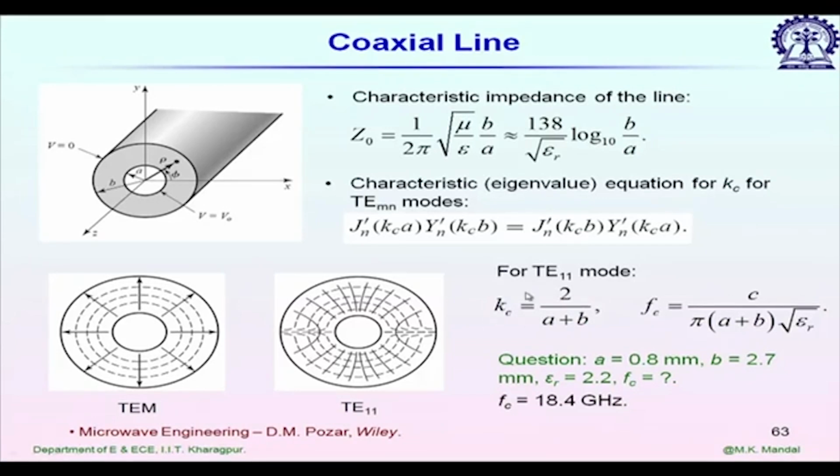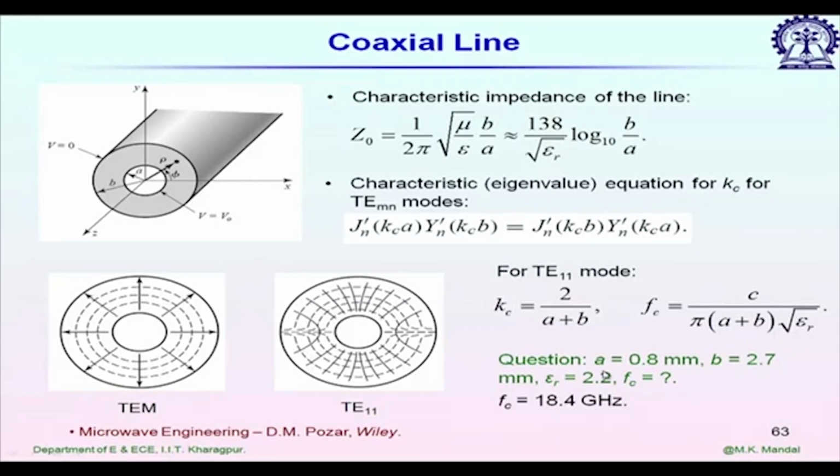and the cutoff wave number is given by Kc equal to 2 by (A plus B). From this we can calculate the cutoff frequency for TE11. This is C by pi into (A plus B) into root of epsilon r. So, it is a function of A and B.